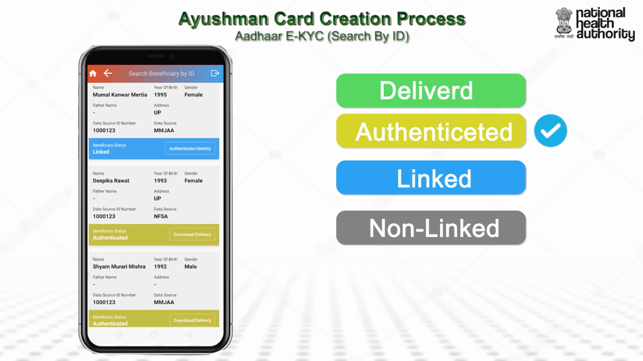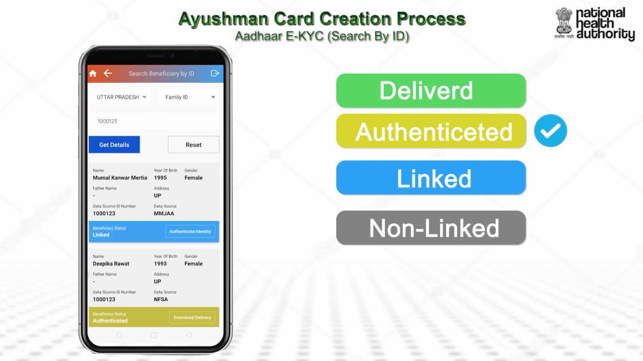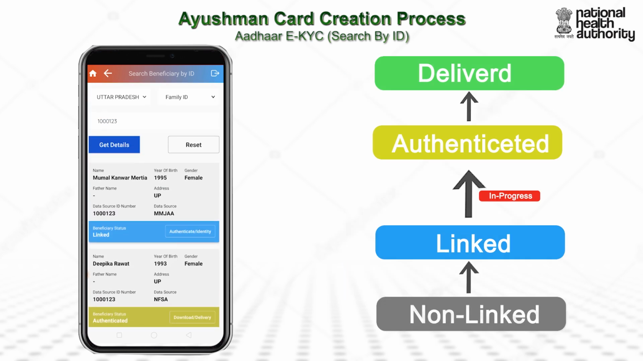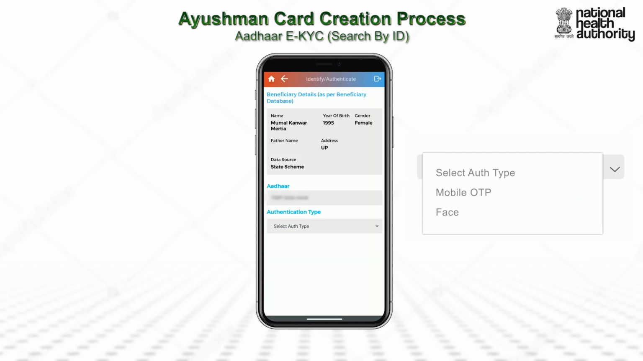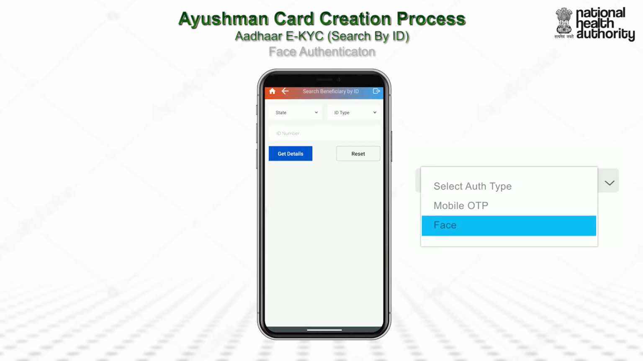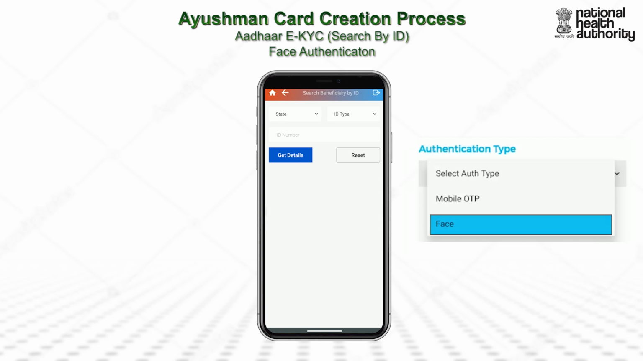All such beneficiaries whose eKYC request is pending for approval are shown in the list as pending in the red color. Now click on the Authenticate button in front of a beneficiary from the list whose eKYC is to be done. After this, select the option Mobile OTP or FaceAuth from the authentication type given on the screen. Now, we will learn how to complete the authentication process using FaceAuth.